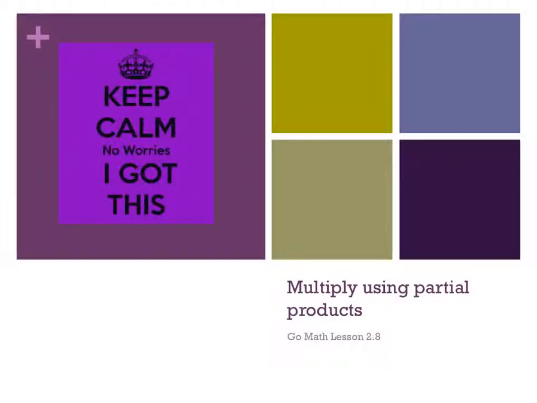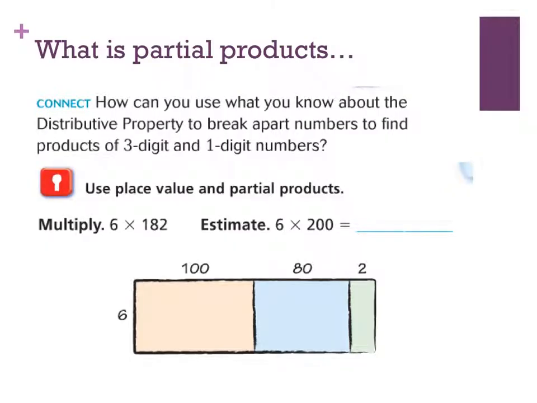Hi students. This video is going to help you learn how to use partial products to multiply numbers 2, 3, or even 4 digits by 1 digit. What is partial products anyway? Partial products compares to the distributive property or the expanded form method, using the place value of numbers to find those partial products. Let's try 6 times 182.